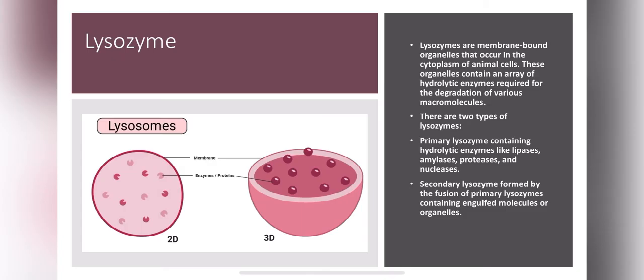Next one is lysosomes. Lysosomes are membrane-bound organelles that occur in the cytoplasm of animal cells. These organelles contain an array of hydrolytic enzymes required for the degradation of various macromolecules. There are two types of lysosomes. Primary lysosomes contain hydrolytic enzymes like lipases, amylases, proteases, and nucleases. Secondary lysosomes are formed by the fusion of primary lysosomes with engulfed molecules or organelles.